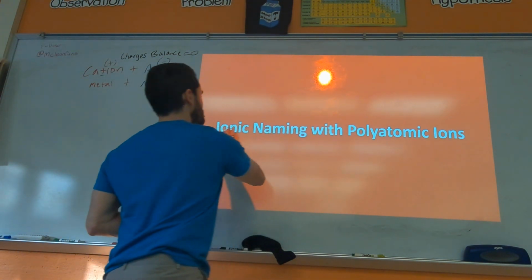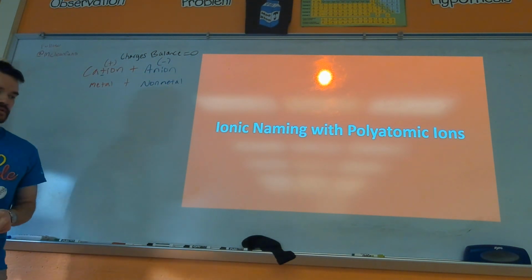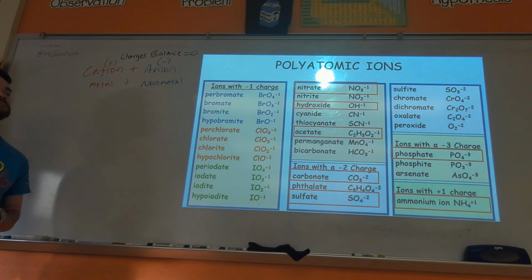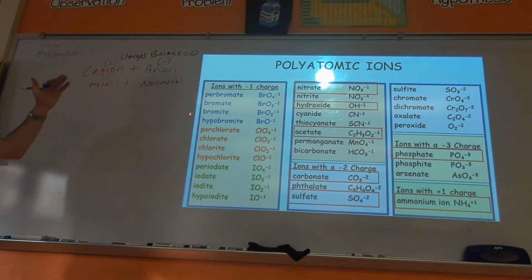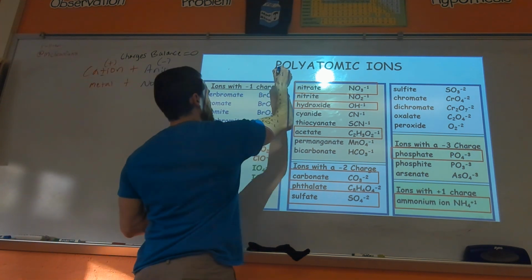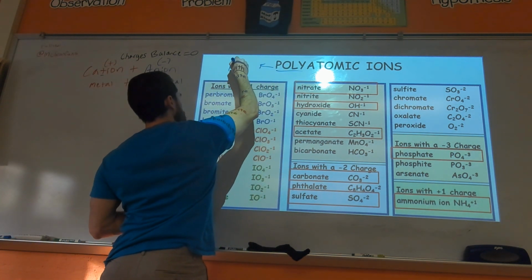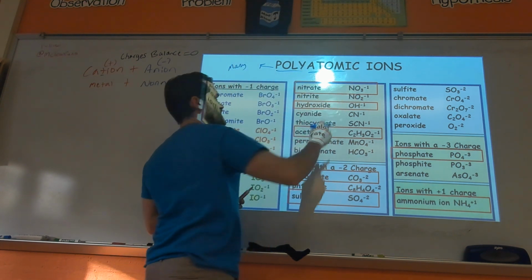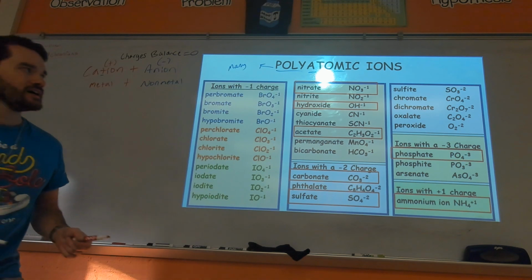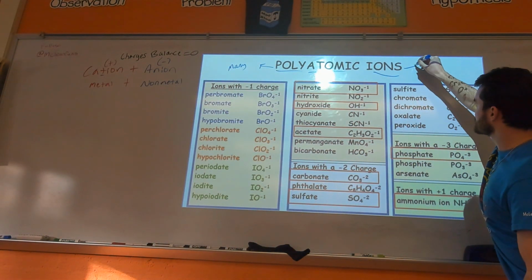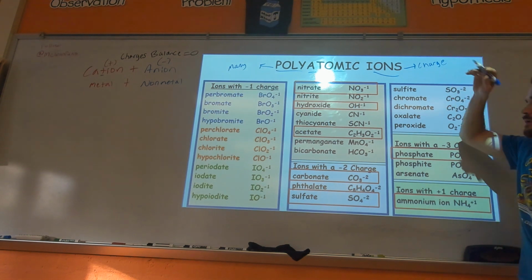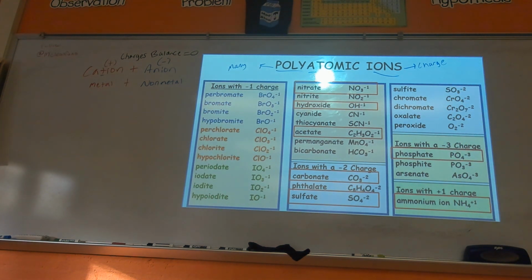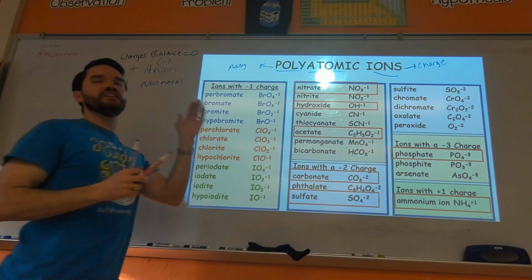How do you name ionic compounds with a polyatomic ion? First thing is, I need to explain what a polyatomic ion is. These are all polyatomic ions. How you know that is: poly, that means many. Atomic, that's referring to atoms. Ions is something with a charge, right? That charge could be positive, it could be negative. In other words, an ion could be a cation or an anion. So a polyatomic ion is an ion that is made of multiple atoms.